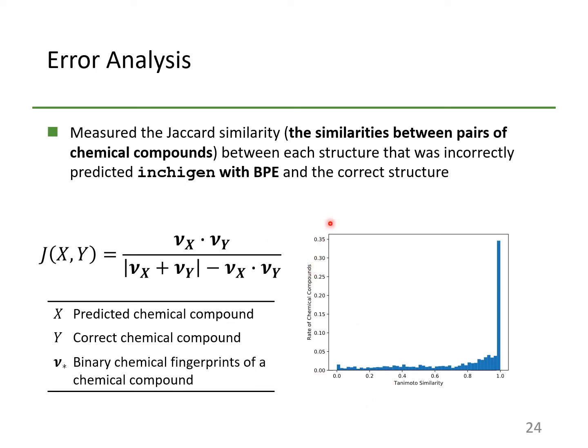This figure is a histogram of the Jaccard similarity scores obtained in this analysis. We find that most of the incorrect SMILES strings generated by the proposed method with BPE possessed high Jaccard similarities to the correct SMILES strings. The average Jaccard similarity was 0.753.